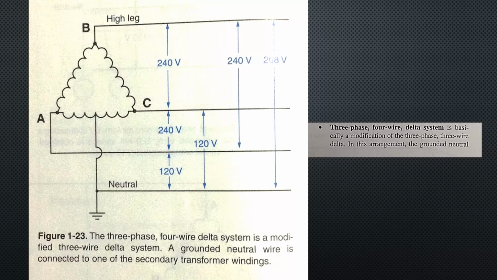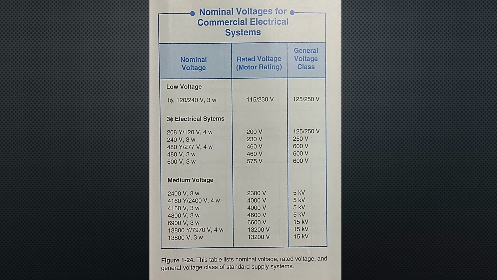Caution: in a 4-wire delta system, the phase that is not connected to the tapped winding is called the high leg. The voltage difference between the high leg and the neutral is greater than the difference between the other phases and the neutral. The high leg conductor must be identified with orange marking to prevent an electrician from mistaking it for one of the other phase conductors. Very important to remember.